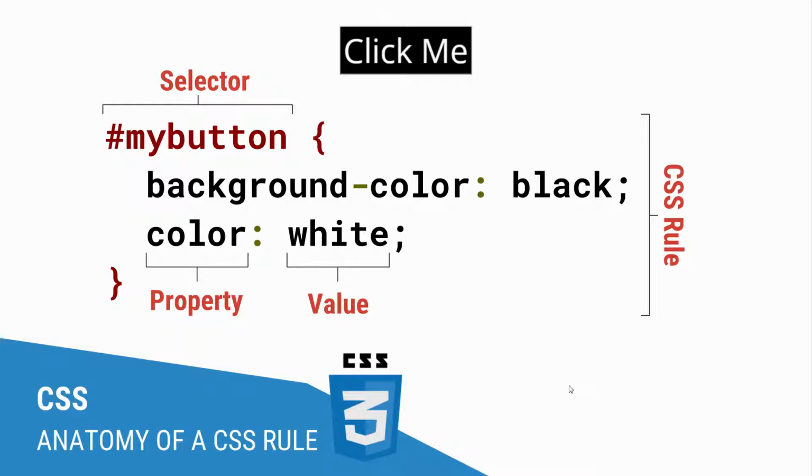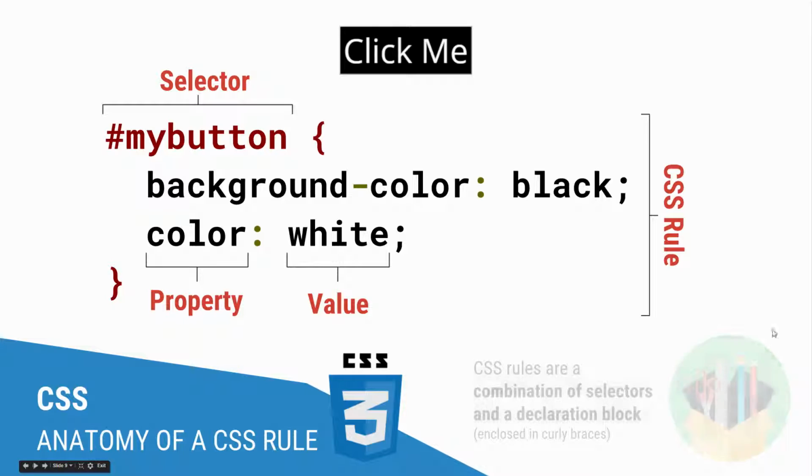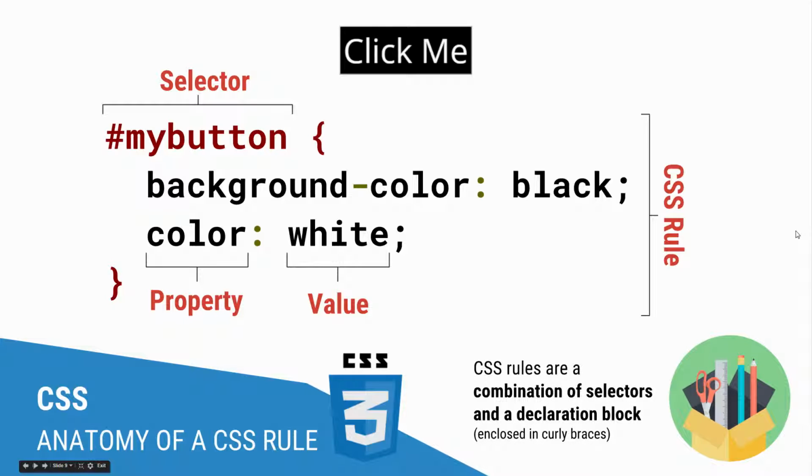Your CSS rules go into your style sheets, and there can be many of them. CSS rules are simply this combination of selectors, like you see here, where I'm selecting my button, and declaration blocks. And by declaration block, I mean anything that's within these curly braces that defines all of the properties and values to set. This is what a CSS rule looks like.